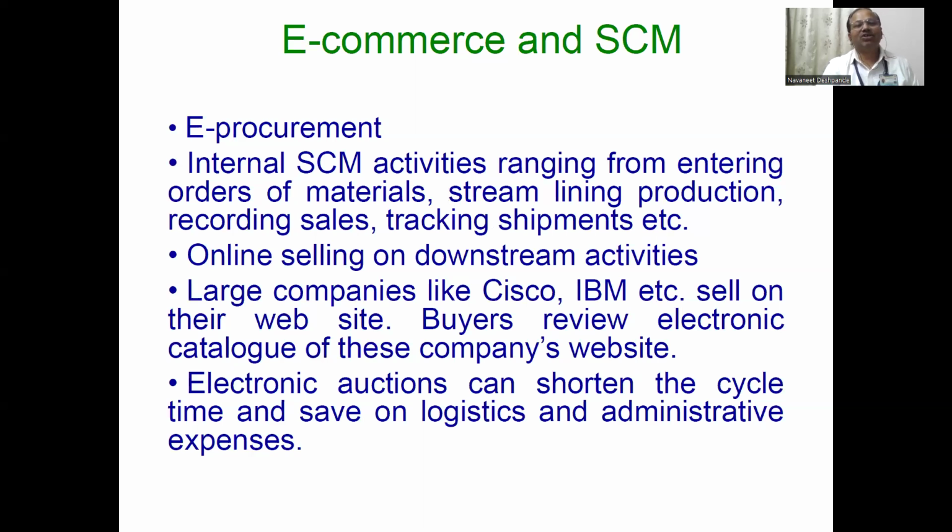So internal supply chain management activities range from entering orders of materials and streamlining production, recording sales, tracking shipments, etc. This will help you for online selling on downstream activities. There are large companies like Cisco, IBM, etc. that sell on their website also, but buyers review electronic catalogs of these companies' websites when they are comparable on an e-commerce platform. Electronic auctions can shorten the cycle time and save on logistics costs and administrative expenses.